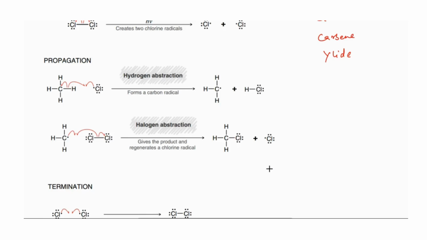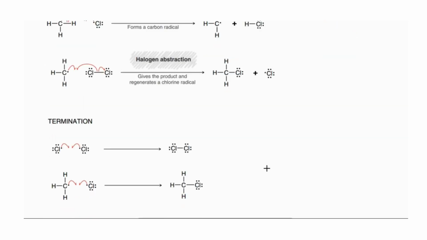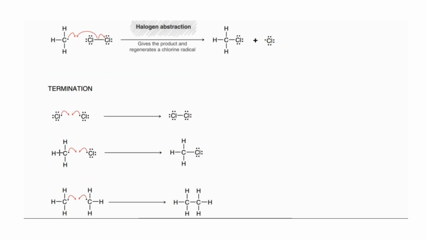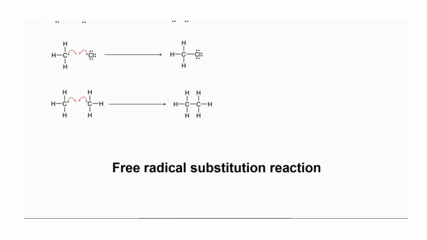Now let's move to the last stage, termination. Here we formed two types of radical. One is the chlorine radical, another is the methyl radical. So how is this going to get terminated? Two chlorine radicals can combine with each other, so they form a chlorine molecule, which becomes a neutral molecule. Another way, the methyl radical and the chlorine radical may combine to form methyl chloride, or the other way, two methyl radicals may combine to form an ethane molecule.